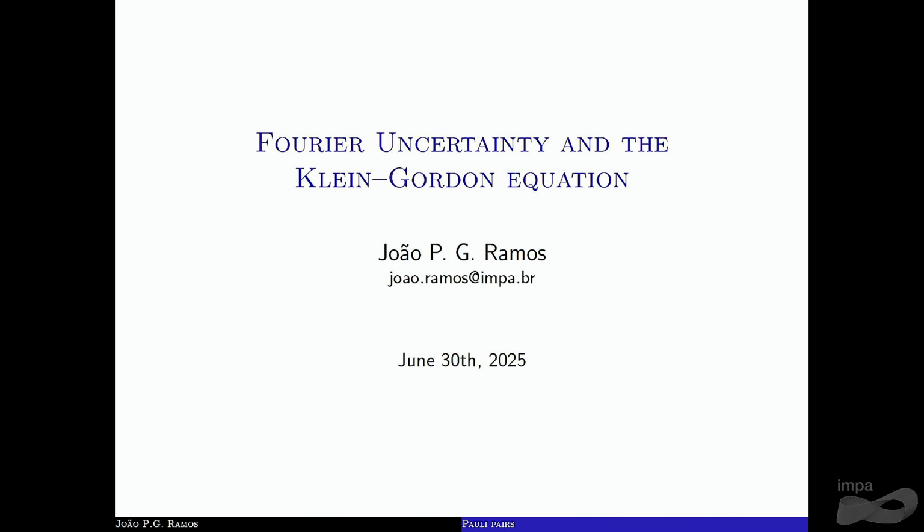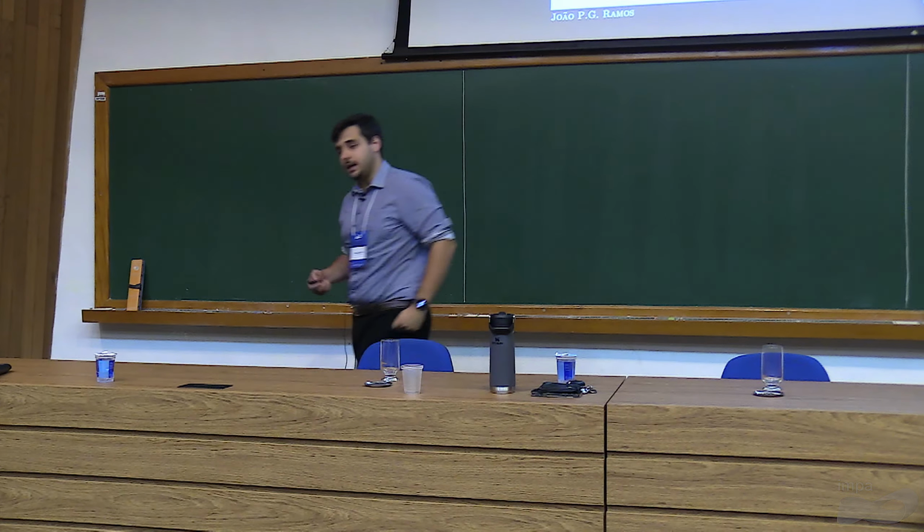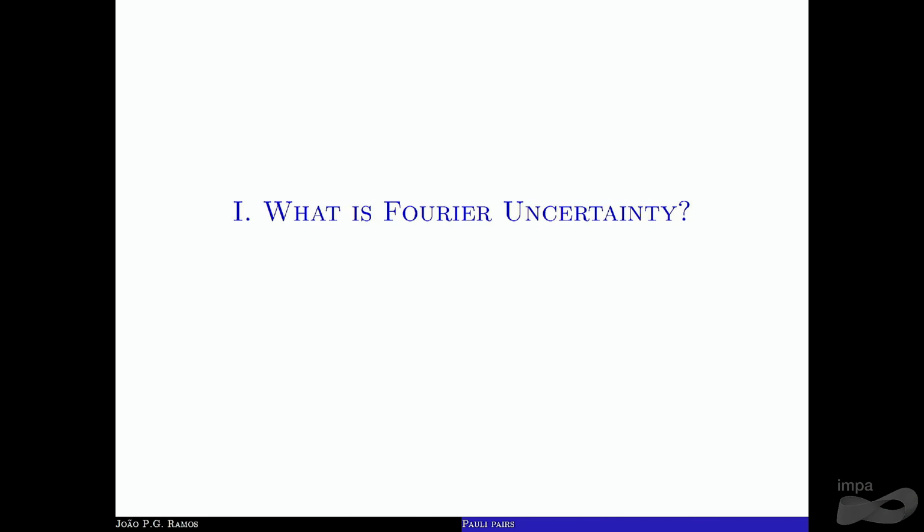So as you can see, we're going to be talking about Fourier uncertainty and the Klein-Gordon equation. And we have to explain both topics as we go. So the plan of the talk is simple. We're going to be seeing some aspects of Fourier uncertainty and how they came about, how they have been developing for the past years. And right at the end of the talk, the plan is to see a bit of the Klein-Gordon equation and how it all connects.